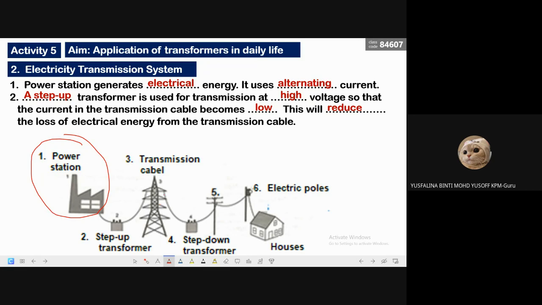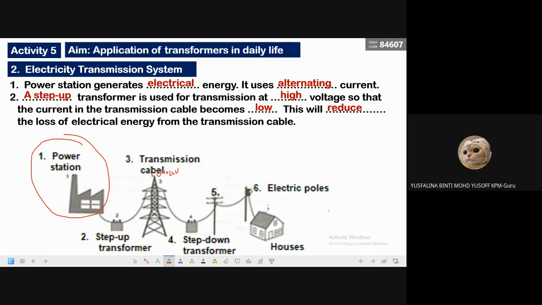Okay. Then it goes to step up again. Sorry, step down, because now we have to send it to the consumer, right? So we need to have a step down. We cannot send 1000 kilovolt to our house. So of course you need to have a step down. Then it can go to our house.